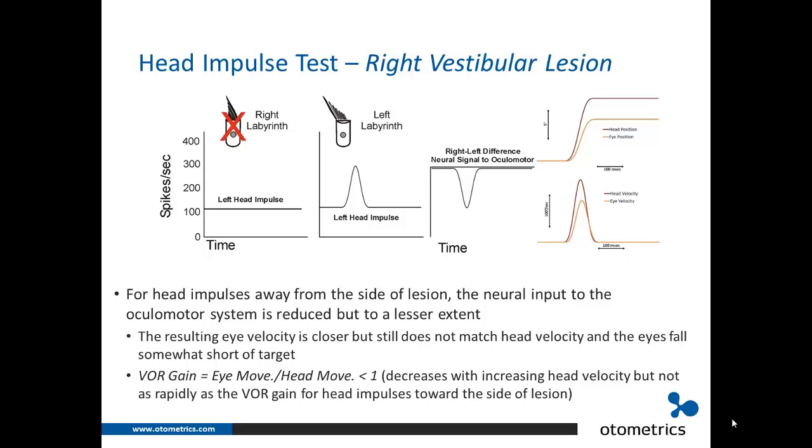The major difference between the responses toward and away from the side of lesion is that, first, for head impulses toward the side of lesion, the VOR gain is significantly smaller and it decreases far more rapidly with increasing head velocity. Second, for head impulses away from the side of lesion, the VOR eye velocity is smaller, but is still proportional to the head velocity. Contrast that with VOR eye velocities toward the side of lesion that do not resemble the head velocity at all.